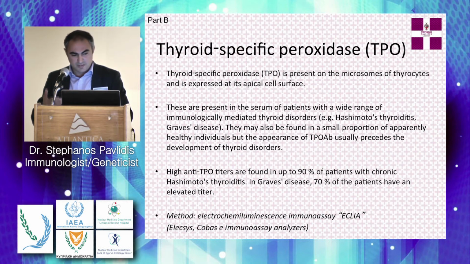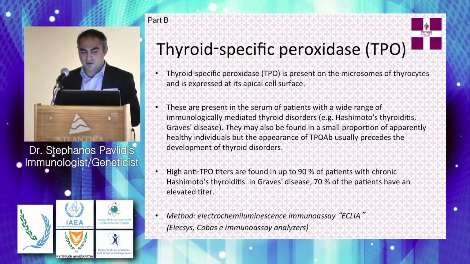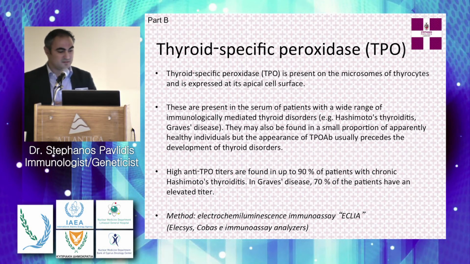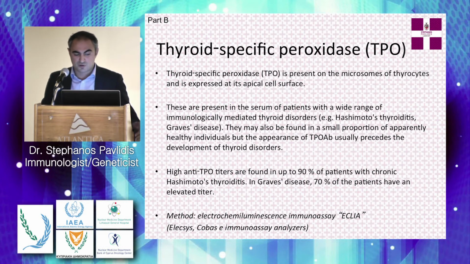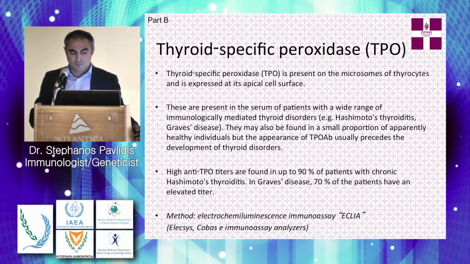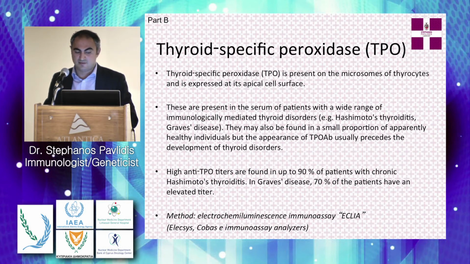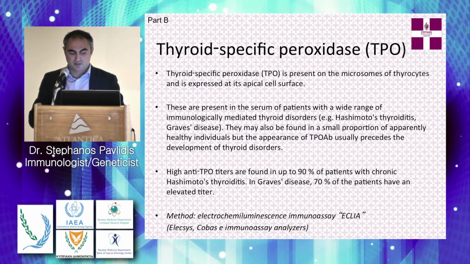And now we're going to focus on TPO specifically, which is present in the microsomes of thyrocytes and is expressed at its apical cell surface. And these antibodies are present in the serum of patients with a wide range of immunologically mediated thyroid disorders, as I mentioned earlier, Hashimoto and Graves' disease. They may also be found in a small proportion of apparently healthy individuals, but the appearance of TPO antibodies usually precedes the development of thyroid disorders.